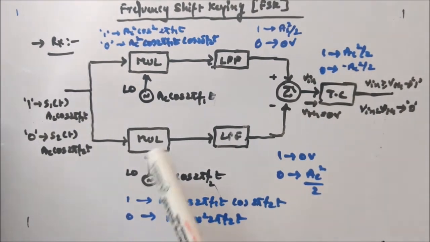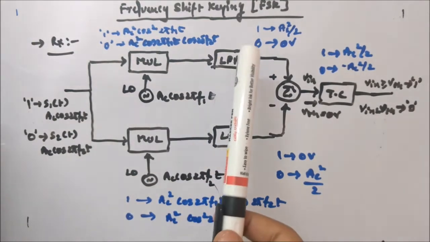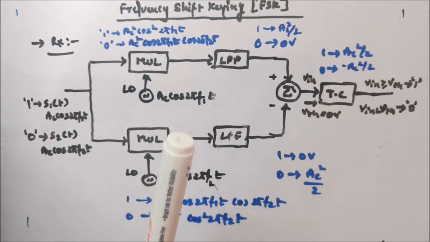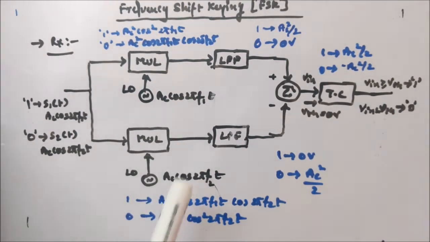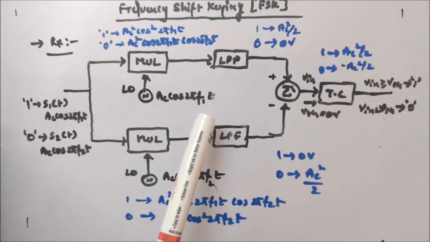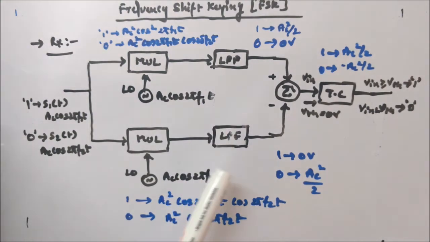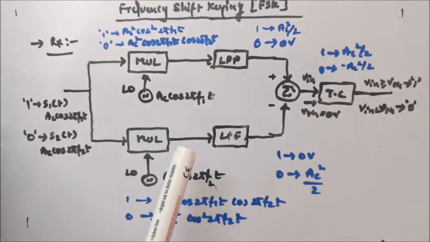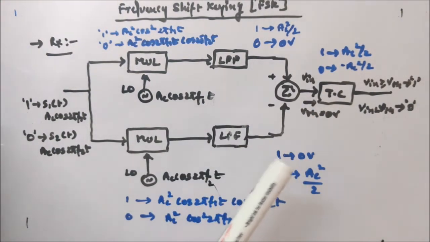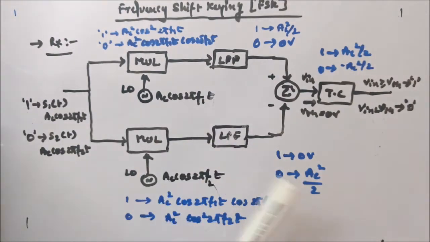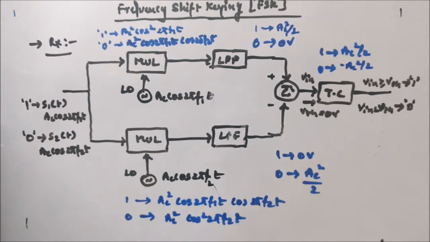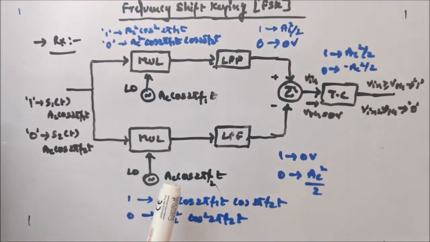One more thing I want to mention here: the FSK demodulator also suffers from the quadrature null effect. Meaning if these frequencies have some phase differences, the same thing will happen. So that is why synchronization is needed, and it is needed in both local oscillators.